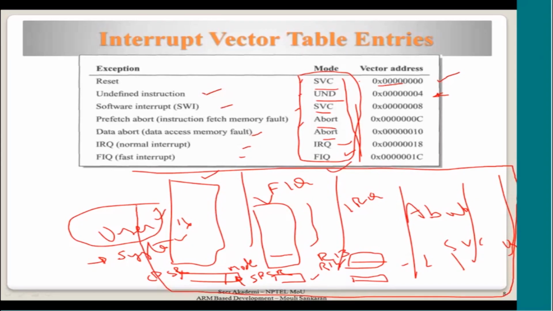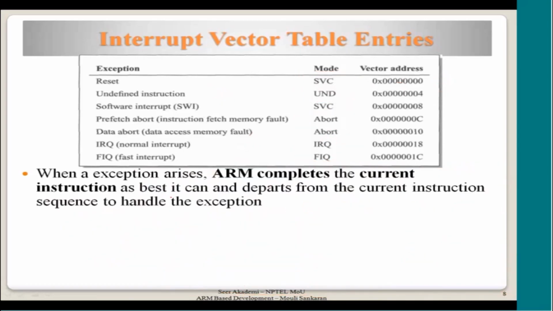Fine. When an exception arises, ARM completes the current instruction as best it can, as I told you. What do I mean by as best as it can? I'll give you an example. I always like to have an interrupt when LDM is being executed, because that's the worst case scenario, where 16 registers are getting loaded from memory to the CPU.